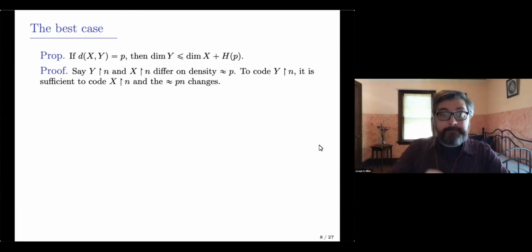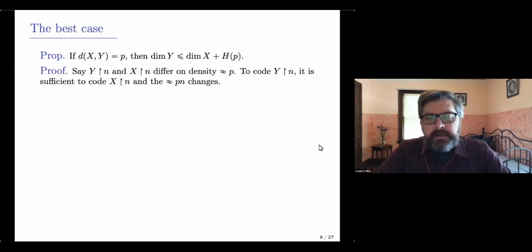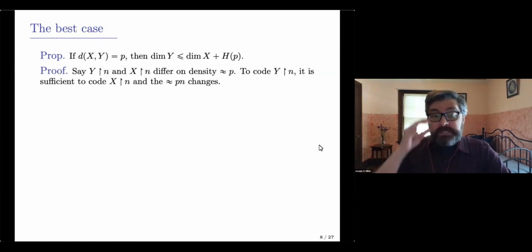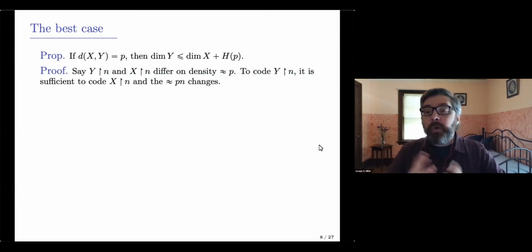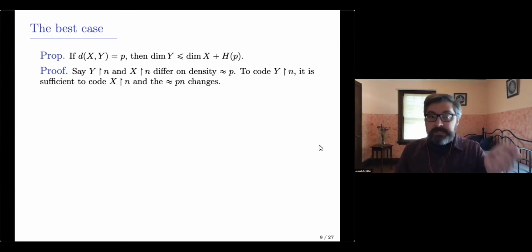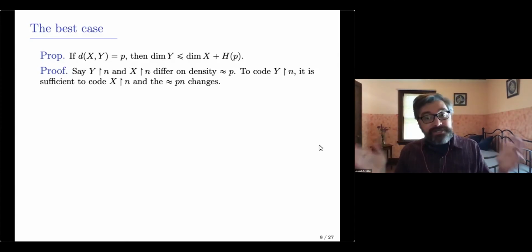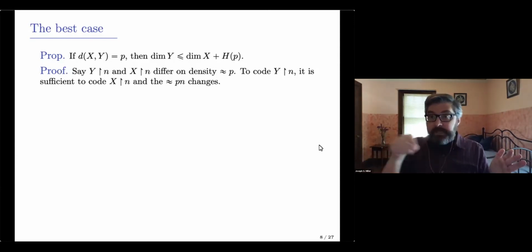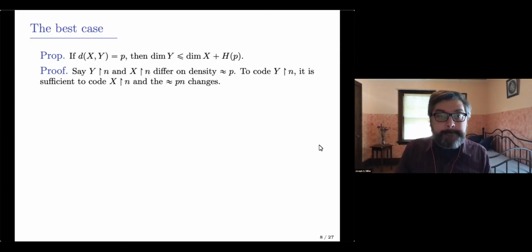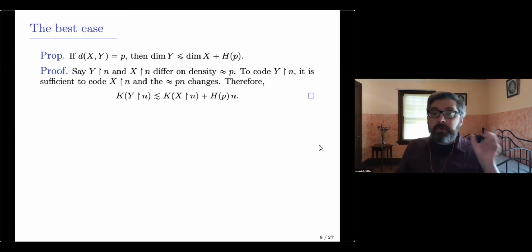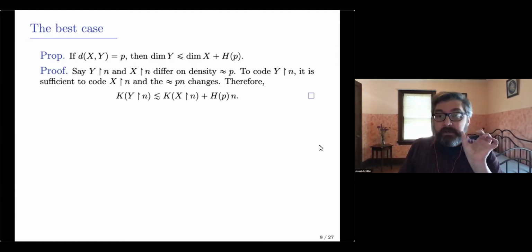So why is that? Well, say that we have y up to n and x up to n that differ on density roughly p. To code y up to n, all I have to do is tell you x up to n and tell you where the pn changes are. But to tell you where the pn changes are, that's giving you a string of length n with pn ones. So in other words, I can code y up to n given a code for x up to n plus h of p times n more bits of information. And you get this inequality.